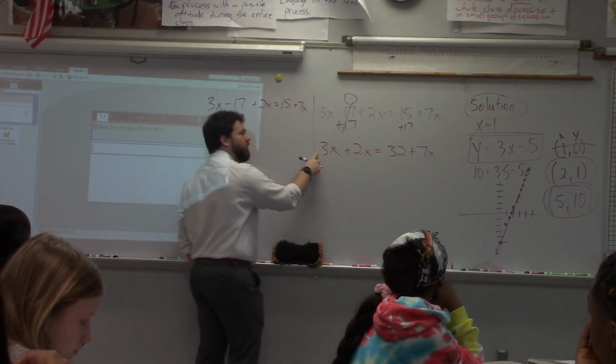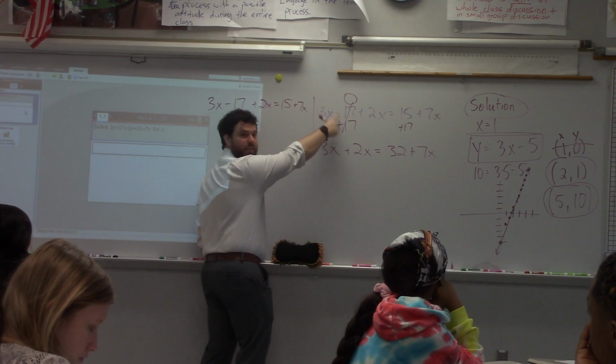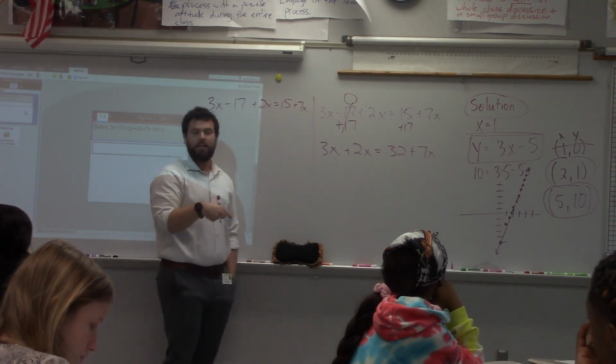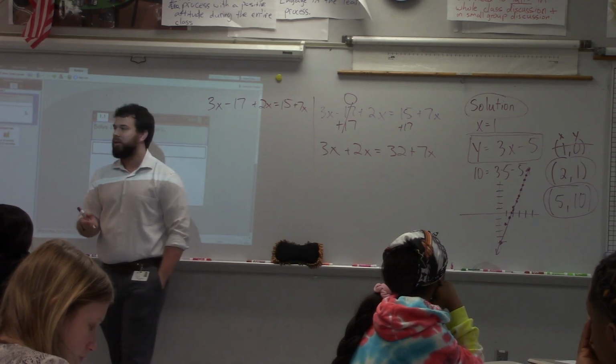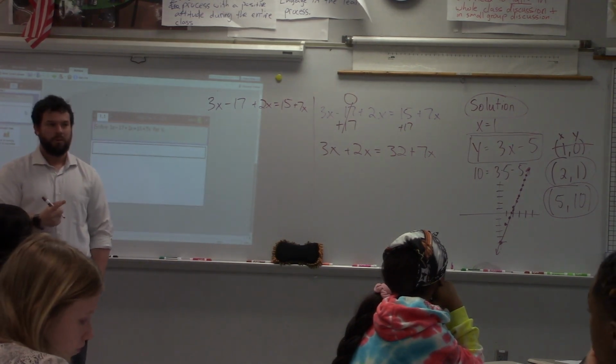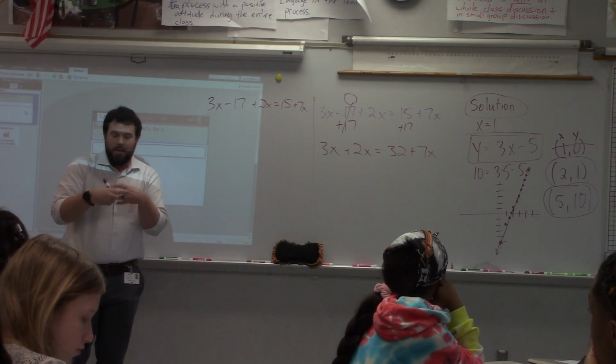Does this equation look exactly identical to the original? There's no longer a minus 17 on the left-hand side, is there? So they don't look exactly the same, but do they mean the same thing? So what would we call those equations? Equivalent. They look different, but they're the same. Those properties of equality allow us to create equivalent equations.